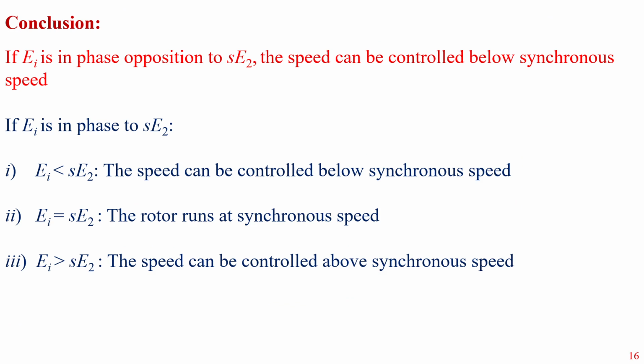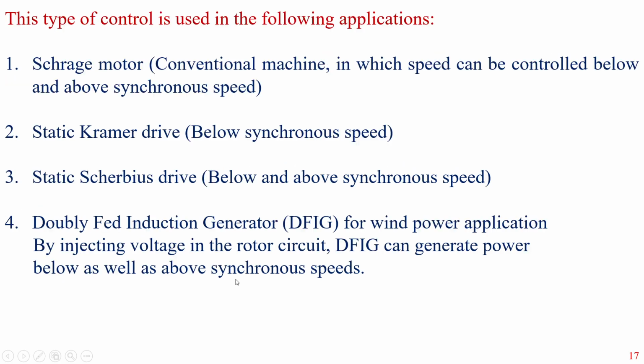In conclusion, if the injected voltage is in phase opposition, the speed can be controlled below synchronous speed. And secondly, if the injected voltage is in phase with the rotor induced EMF, there are 3 cases. In the first case, if EI is less than SE2, the speed can be controlled below synchronous speed. If the injected voltage equals the rotor induced EMF, the rotor runs at synchronous speed. If the magnitude of the injected voltage is more than the rotor induced EMF, the speed can be controlled above synchronous speed.